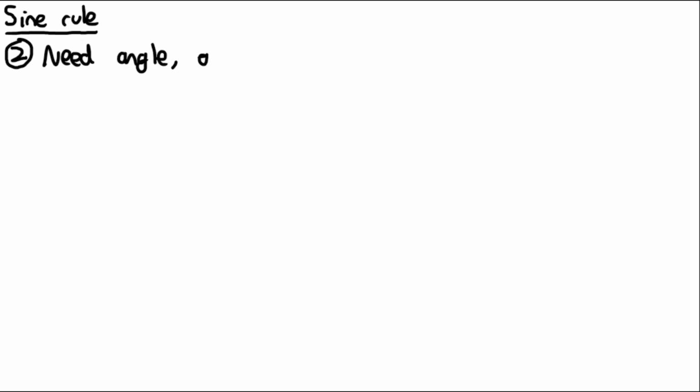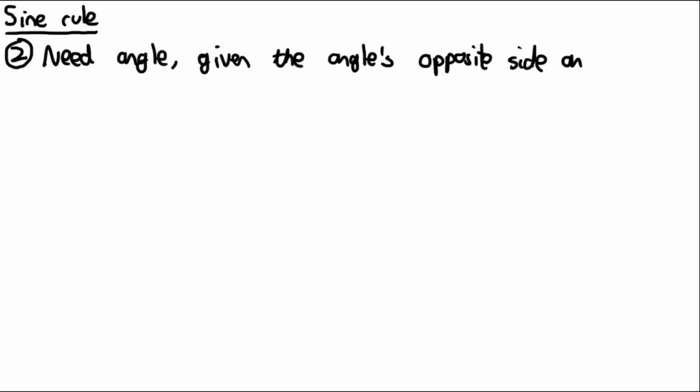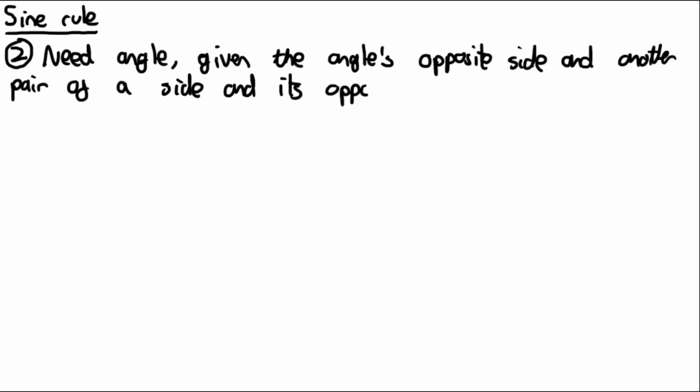The second instance in which you can use the sine rule is when you need an angle and you're given the angle's opposite side, and again you're given this pair of a side and its opposite angle.